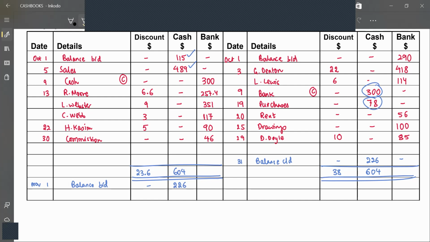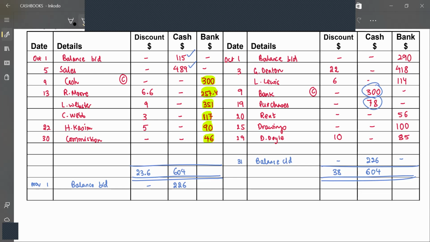Then we move on to the bank account. You already had an overdraft, so I'm going to be very cautious about the total of the heavier side. The debit side has values 300, 257.4, 350, 117, 1946. But if you look at the balances on the credit side first, you'll have to judge which side is heavier. So I'm going to write down the totals of both sides at the end if you want to, or you can, by looking at the figures, if you can figure it out, that also is a very good thing. So 290 plus 418 plus 114 plus 56 plus 100 plus 85.